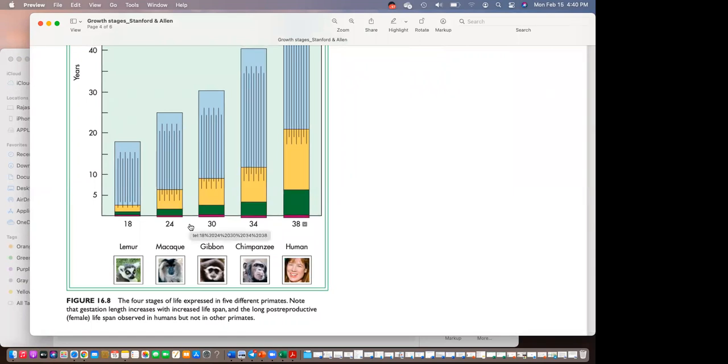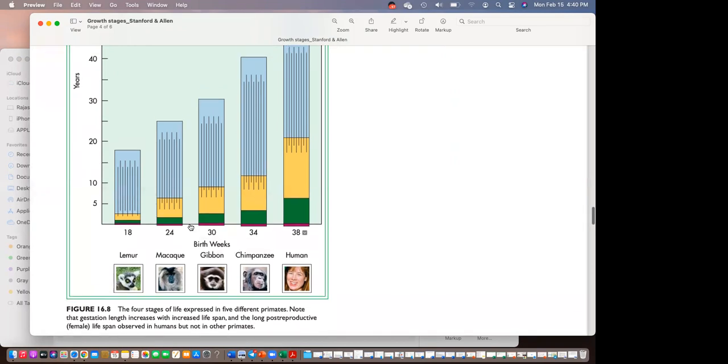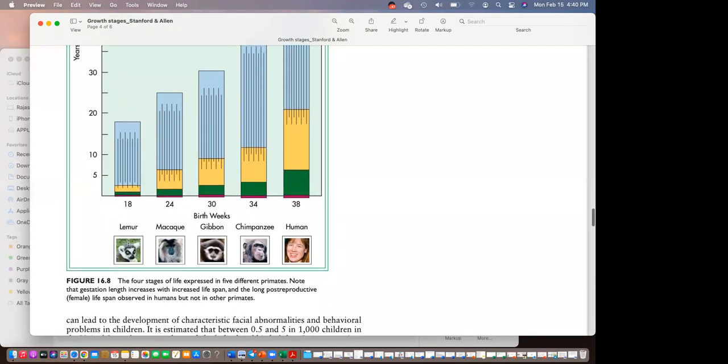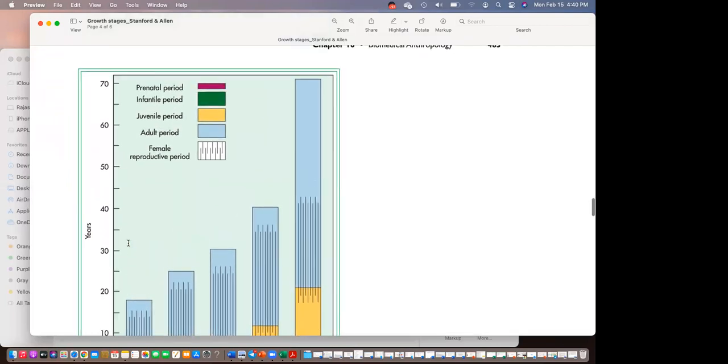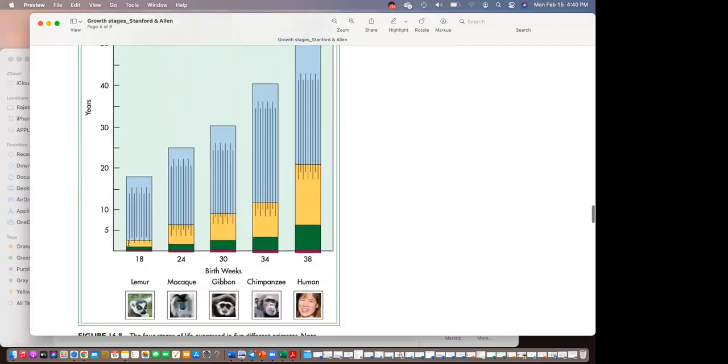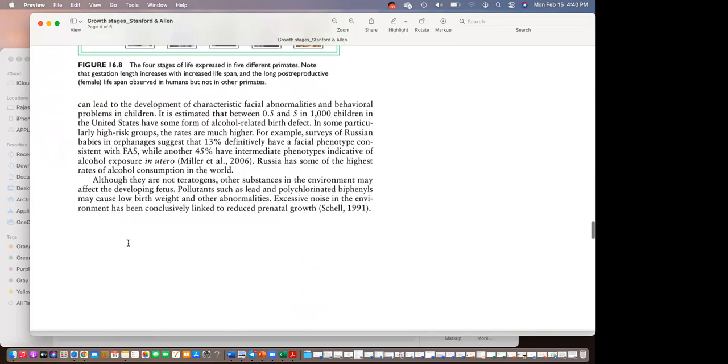We have not seen these types of questions in the exam. Out of curiosity, if you are interested in a comparative analysis like that, have a look at this. Have a look at how different stages actually change between other primates and humans.